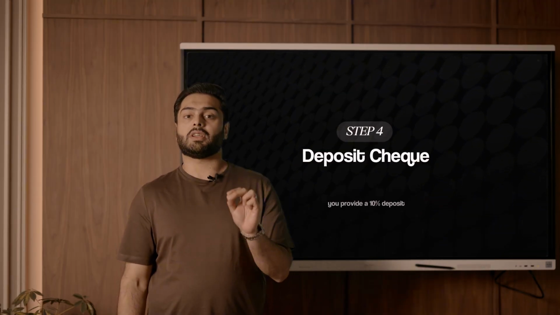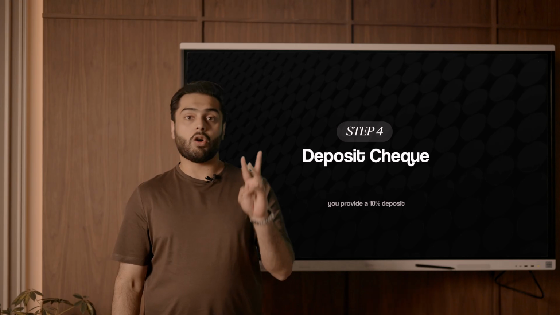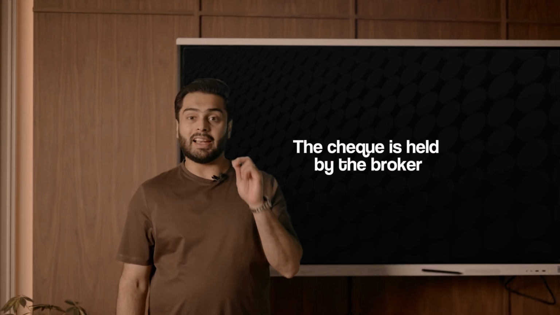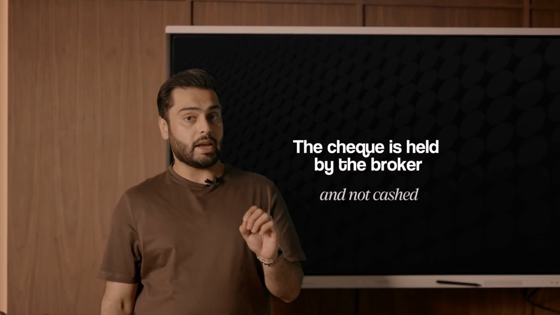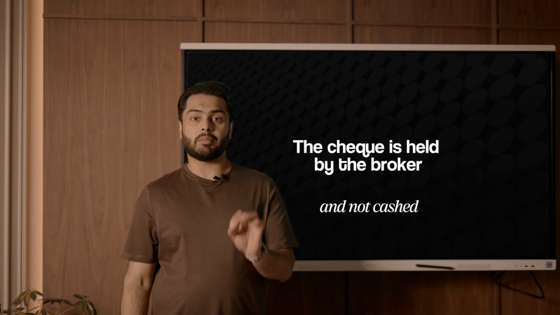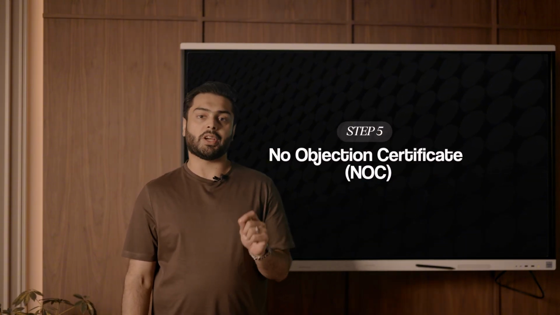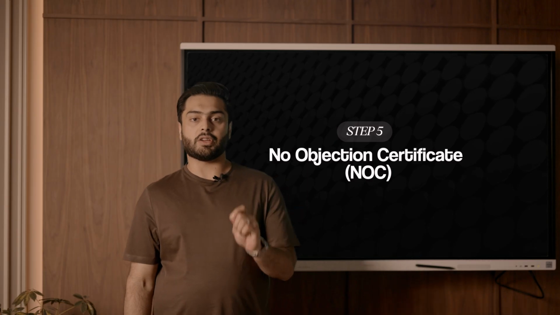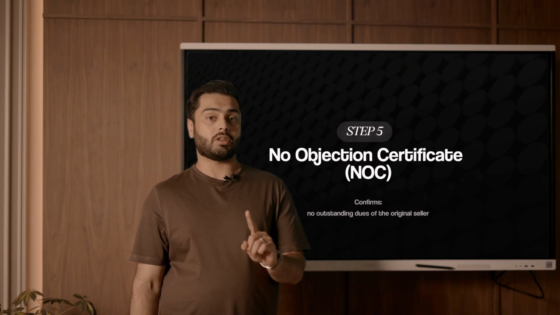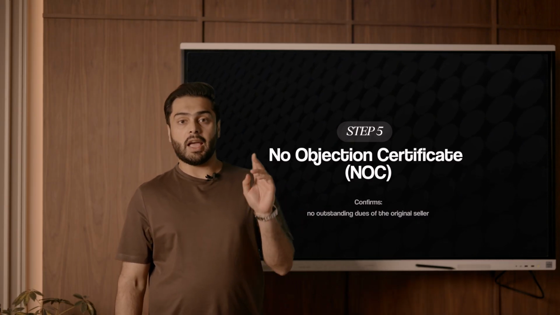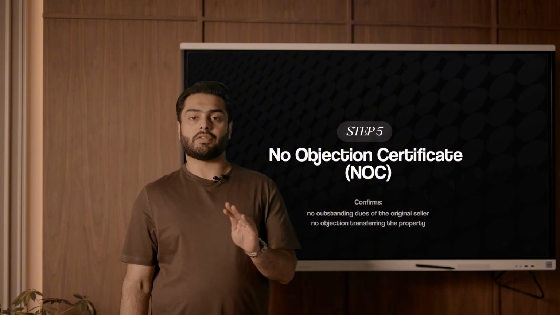Step 4, deposit check. You provide a 10% deposit, usually as a manager's check or a transfer. The check is held by the broker and not cashed. It acts as a commitment from the buyer. Step 5, NOC, no objection certificate. The developer issues an NOC confirming no outstanding dues of the original seller and that there is no objection to transferring the property.